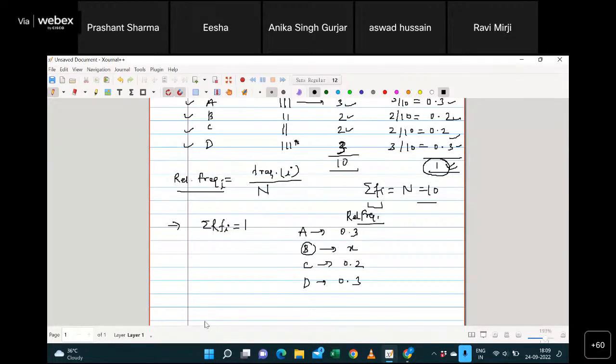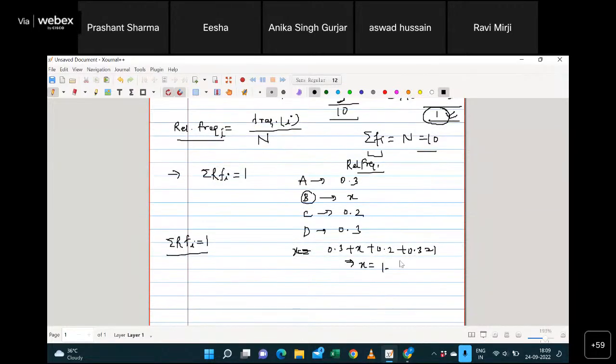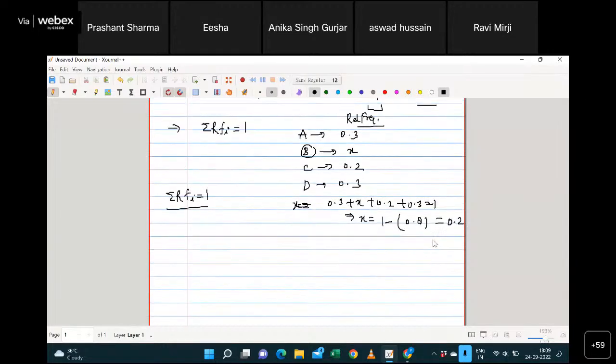So, we have the property of the relative frequency: the sum of all the relative frequencies should be equal to 1. So for X, I can do 0.3 plus X plus 0.2 plus 0.3 equal to 1. So X will be 1 minus 0.8, that is 0.2. That means the value of X will be 0.2. That's it.